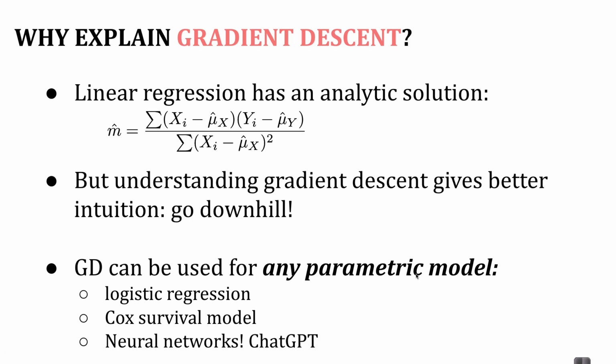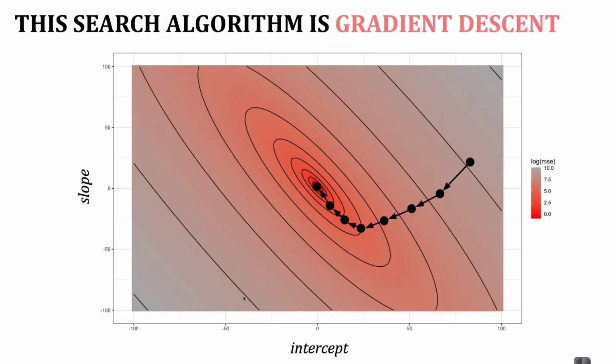So what I explained to you, you actually just learned how to fit everything, not just linear regression. You've just learned how to fit logistic regression. You've just learned how to fit a Cox survival model. You've just learned how to fit a neural network. So this is a very simple case where there's two variables, right? Just the slope and the intercept. But you can actually apply this algorithm even if you have 1,000 variables.